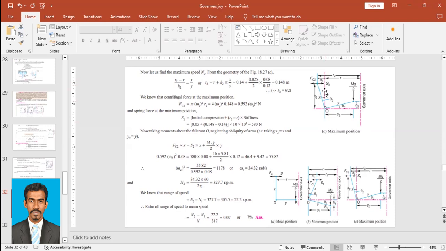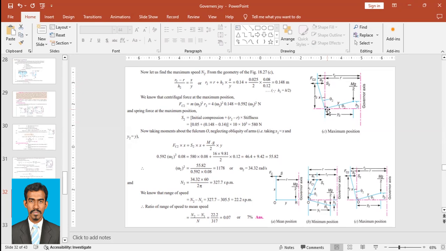So from this we can find r2, because r2 is an unknown quantity. So r2 is equal to r plus h2 into x upon y. R was given in the question as 0.14. Plus h2: we know the total sleeve movement is 25 millimeters, so h2 is half of that, 0.025 by 2, into x, which was given in the question as 0.08, upon y, which was given as 0.12.